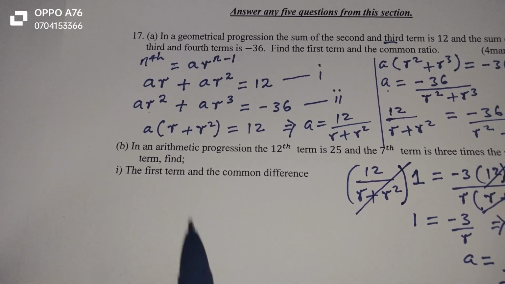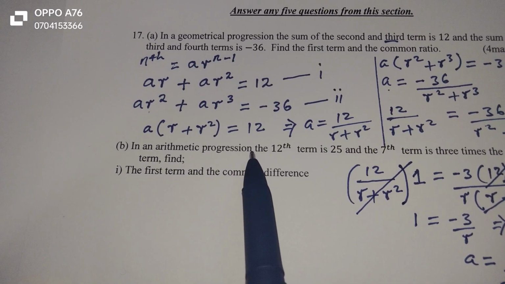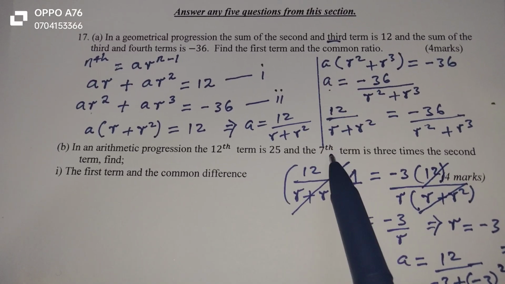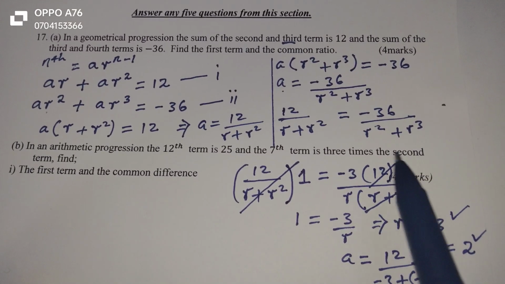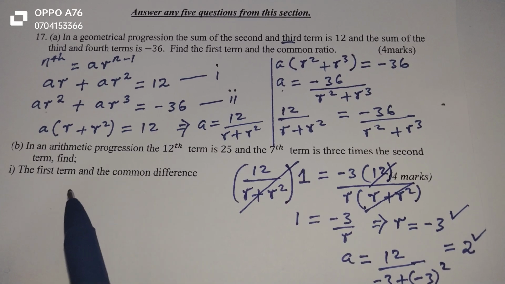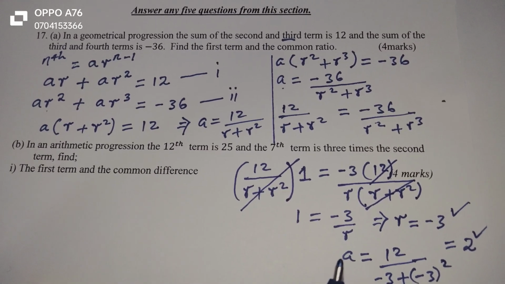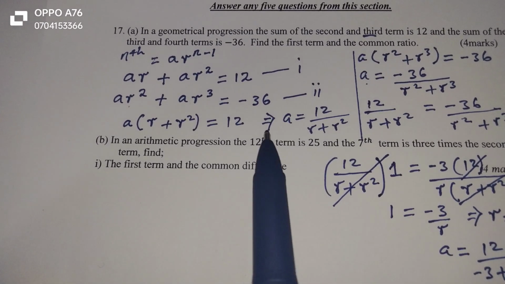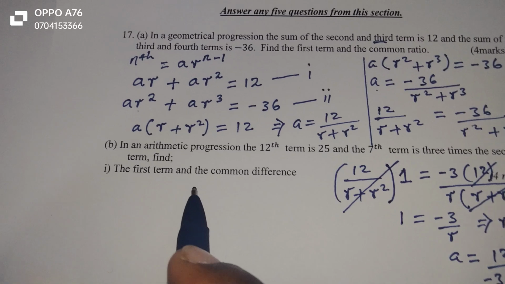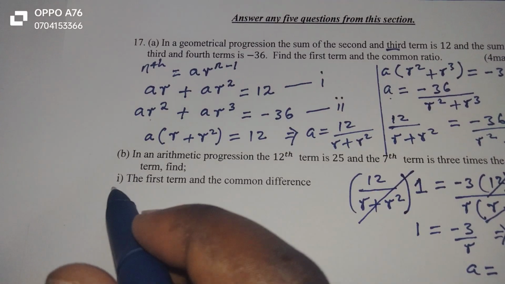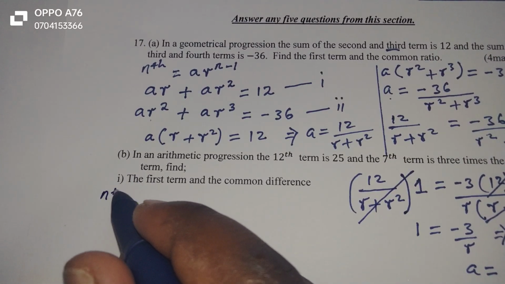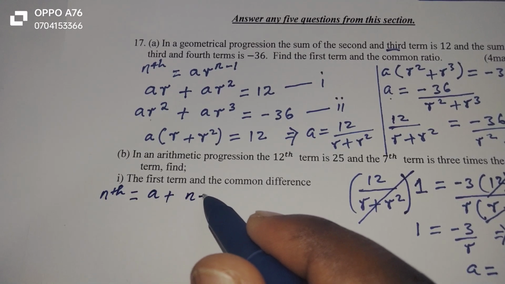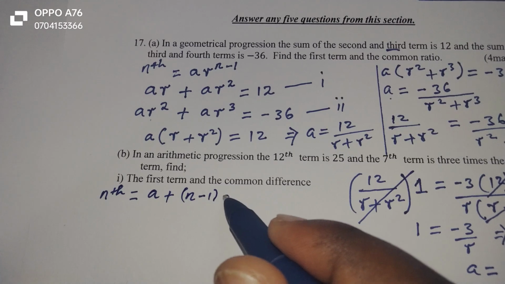The question says that in an arithmetic progression, the 12th term is 25 and the 7th term is 3 times the second term. Find part 1, the first term and the common difference. The 12th term is 25. How do we get the nth term in an AP? The nth term in an AP is given by A plus n minus 1 multiplied by D.